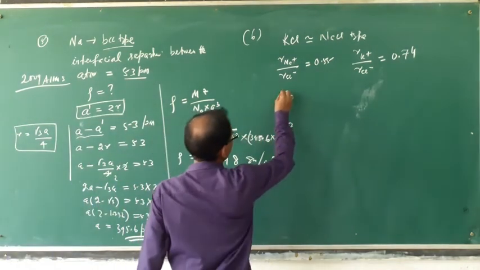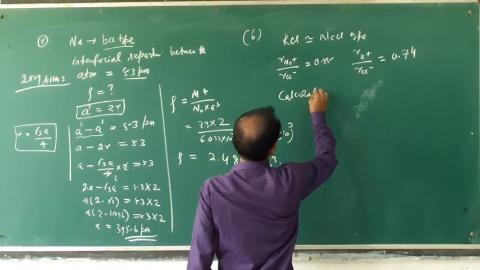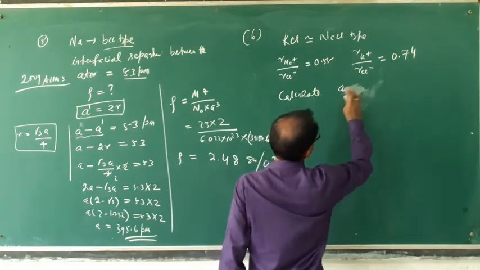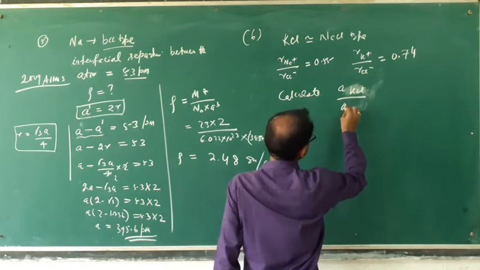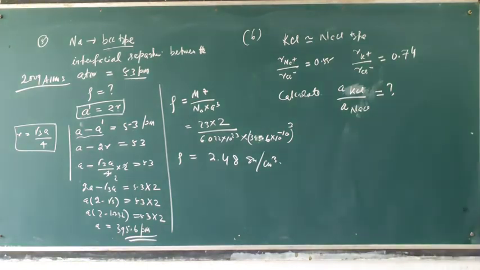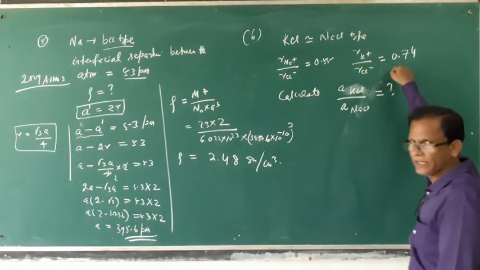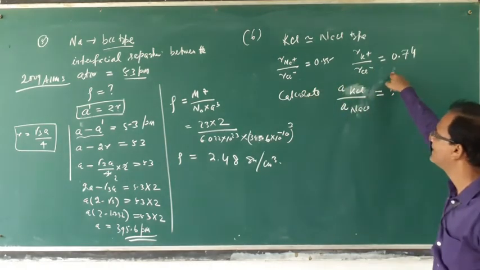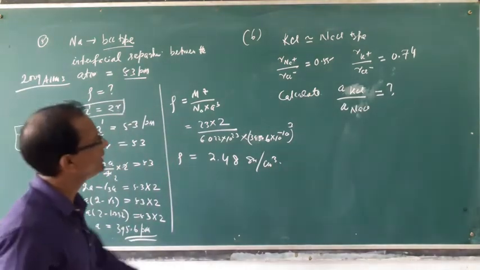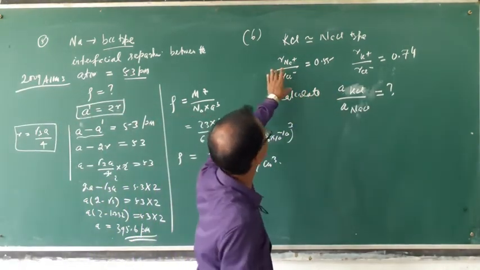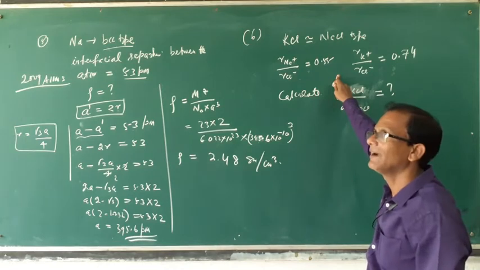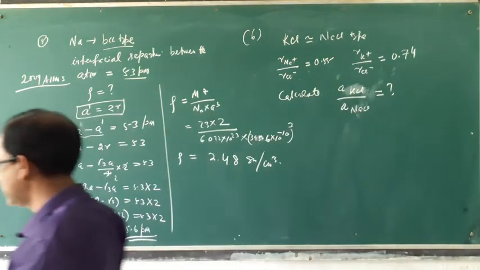Question is calculate the ratio of edge length of KCl to edge length of NaCl. Very interesting question. Cation anion ratio is given for both crystals. Then what is the edge length ratio? So we have to calculate this edge length in terms of what? Cation anion. We have to calculate in the form of cation and anion. How it will be calculated? You see.